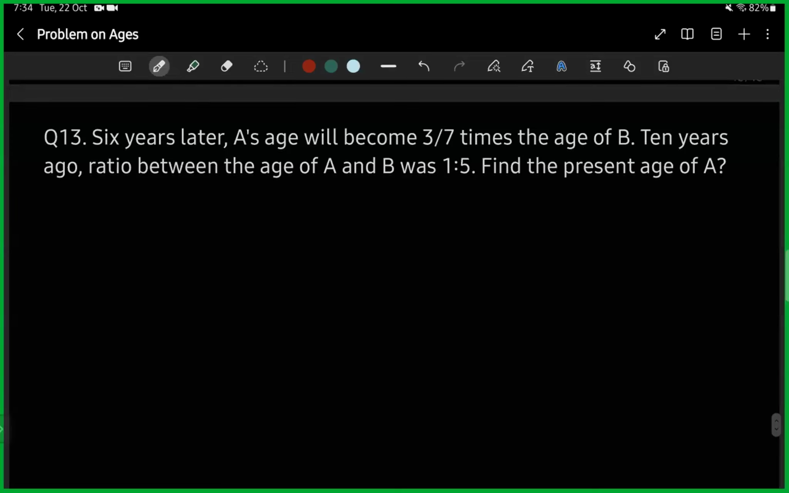Okay, the next question. 6 years later, A's age will become 3/7 times the age of B. 10 years ago, the ratio between the age of A and B was 1:5. Find the present age of A. Once again, I'm going to leave you for a minute so that you can come up with a mathematical expression here. You can be wrong, it's okay, but you try. We are coming to the end of our questions as far as this topic is concerned, so please try this one.